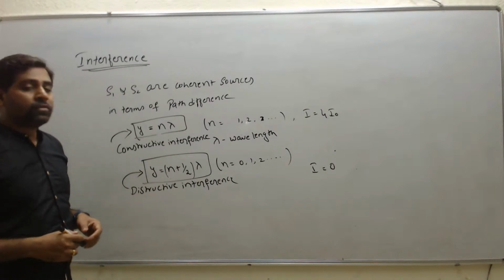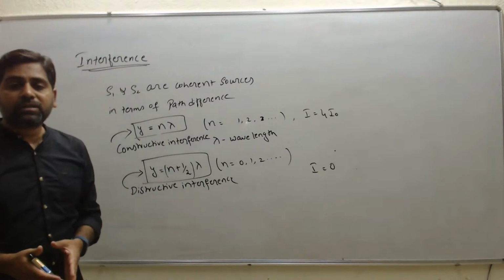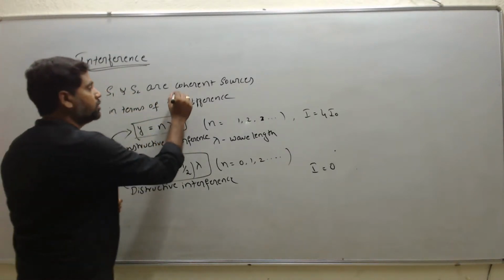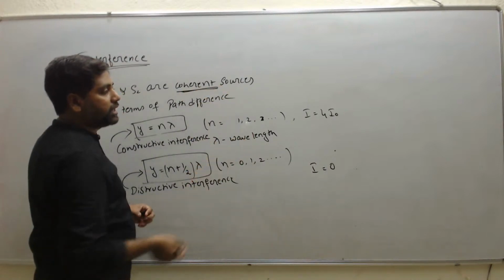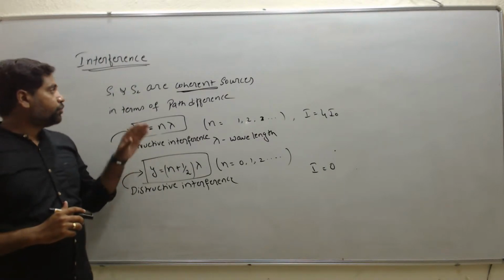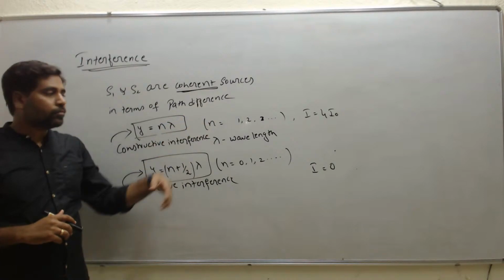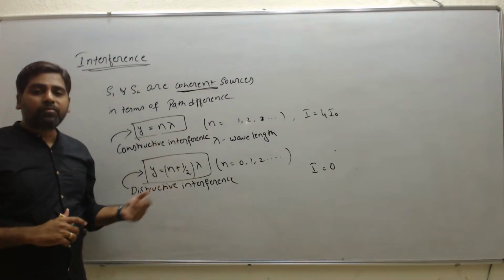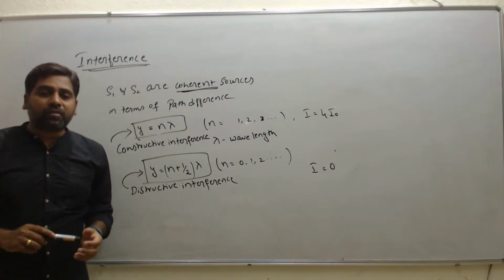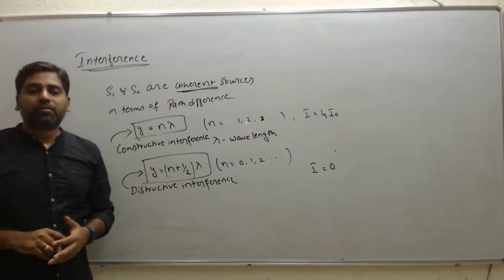So in the next class, we will discuss in terms of phase difference and what happens in incoherent sources. So this is for coherent sources. What is the intensity and what is the relation? In the next class, we discuss the interference in terms of phase difference. Here we discussed in terms of path difference. In the next class, we discuss in terms of phase difference and what happens for incoherent sources.